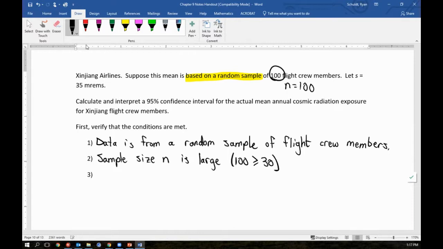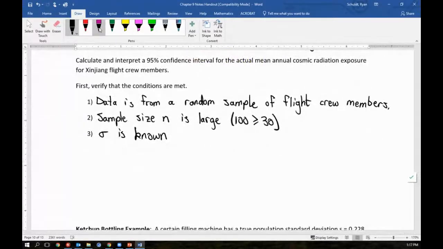And then the last condition that we have to have is sigma. We know sigma. Like I said, this is a typo. Yes, sigma is known. So we've met all the conditions. We can now proceed with our calculations. Let's make note of the information given down here, and then we can go from there.